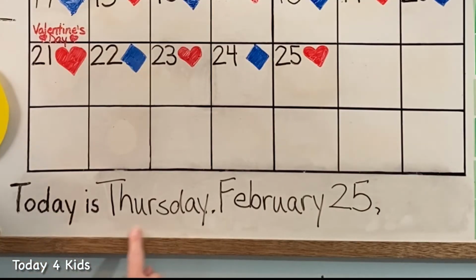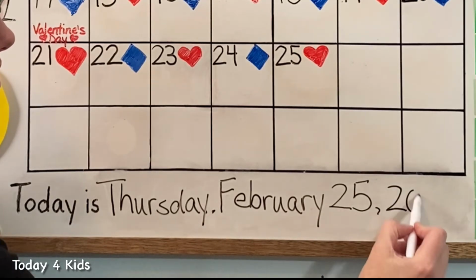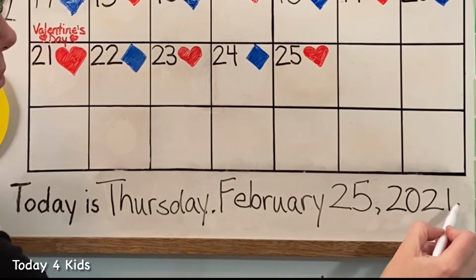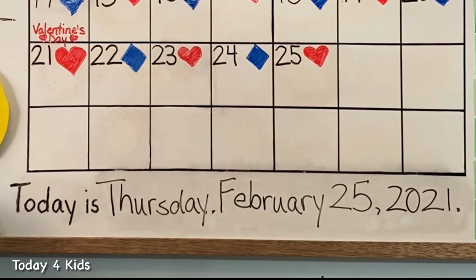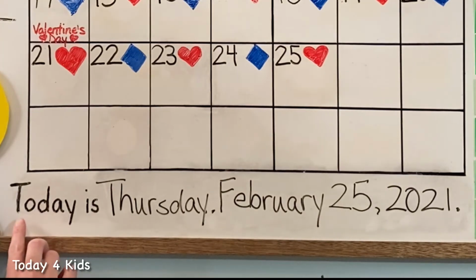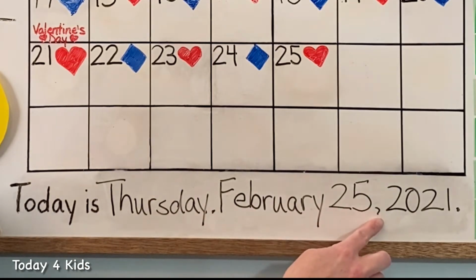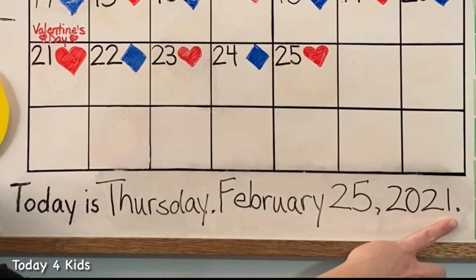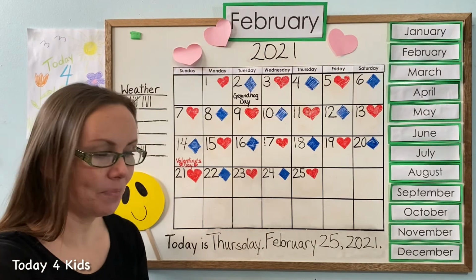Today is Thursday, February 25th, 2021. And then a period. And that period tells us that we're done talking. Our sentence is over. Let's say it one more time all together. Are you ready? Today is Thursday, February 25th, 2021. Good job. Thank you for saying that with me. I love it when we say it together.